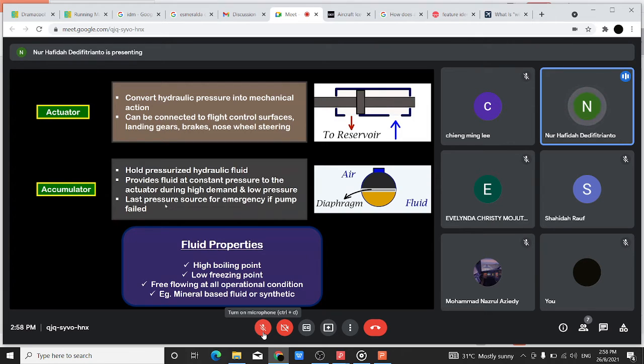So for the accumulator, this is the last pressure source for emergency if the pump fails. It usually holds pressurized hydraulic fluid and provides fluid at constant pressure to the actuator during high demand and low pressure. So here are the properties of the fluid, the fluid we need for the hydraulic system.